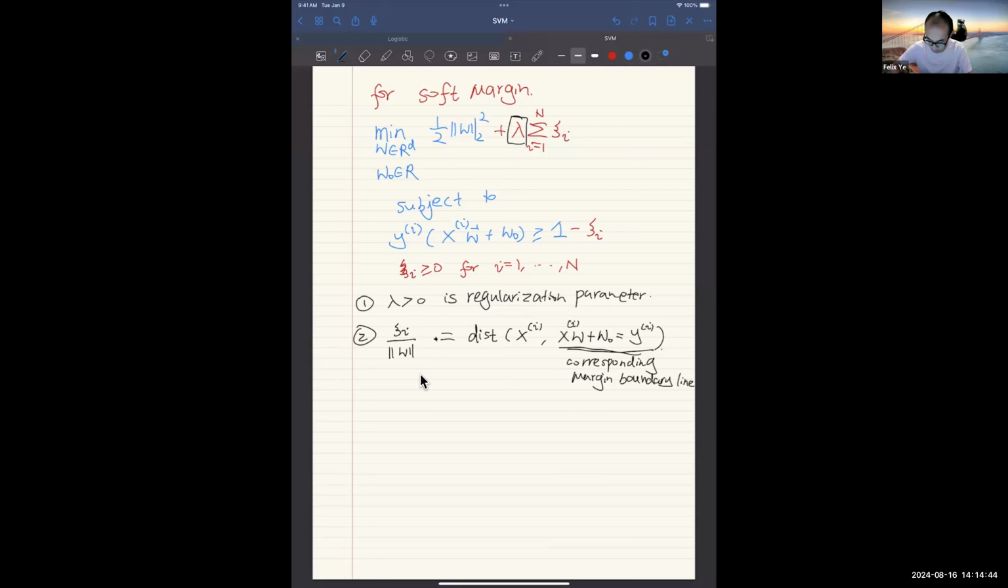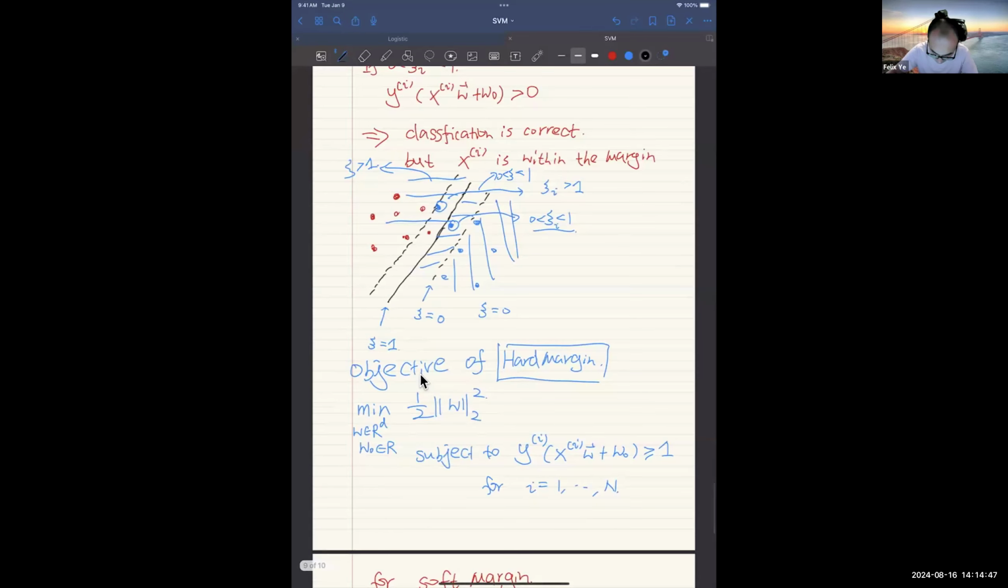Right, so think about it this way. For the blue point, this is the corresponding margin line right here. If you have a point right here, this will be the distance between the point and the corresponding margin line, and this will be c of i divided by the norm of w. So this distance right here is equal to c of i divided by the norm of w.